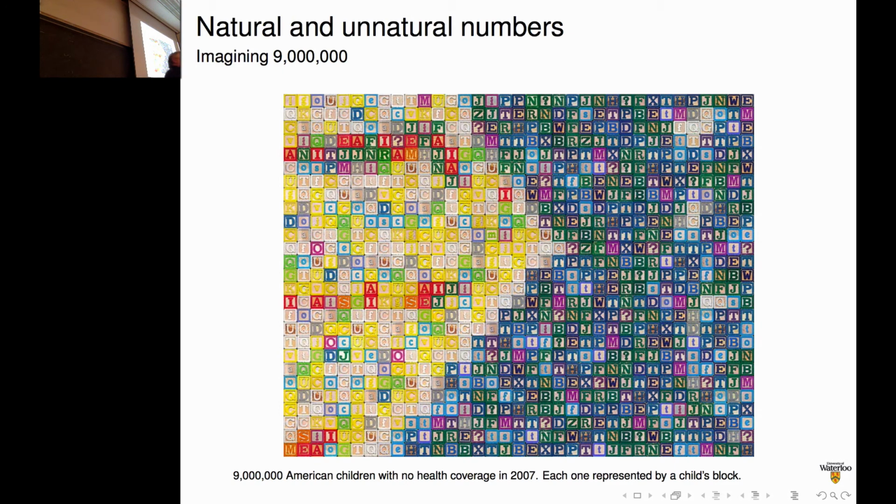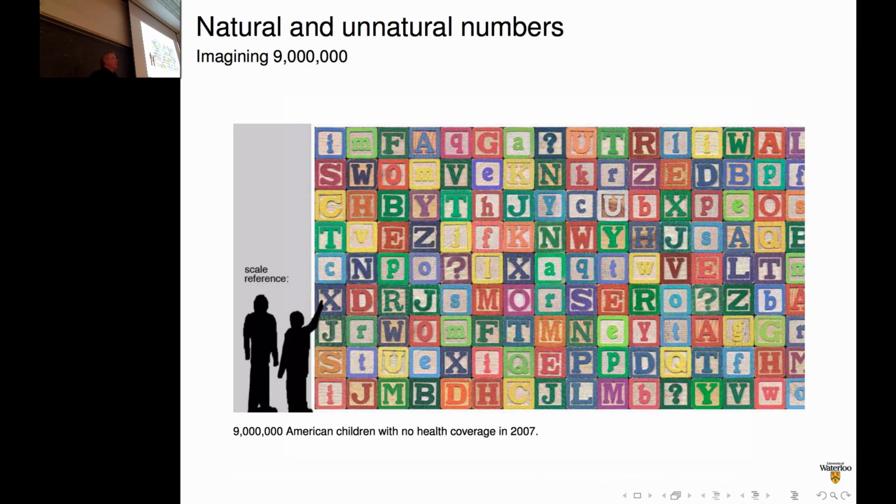And it's an important number. This is before the Affordable Care Act. These are the number of American children that had no health coverage in 2007. Just to get some sense of the magnitude of that problem. And for reference, there's somebody standing beside all of the blocks lined up. So that gives you some sense of what 9 million are.